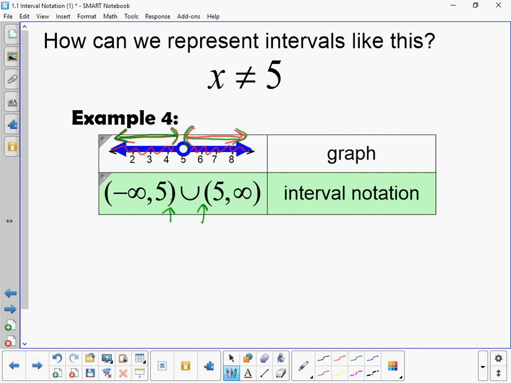It's almost more cumbersome to write it in interval notation than it is in inequality notation. But you know, sometimes when we're working in interval notation, we just want to stay in interval notation. So here's our interval notation: negative infinity to 5 or 5 to infinity. The 5s are not included.